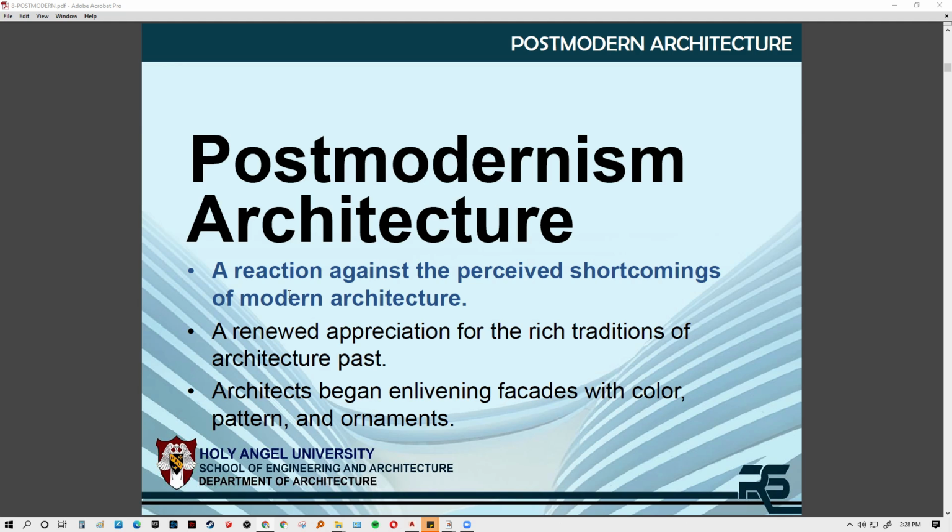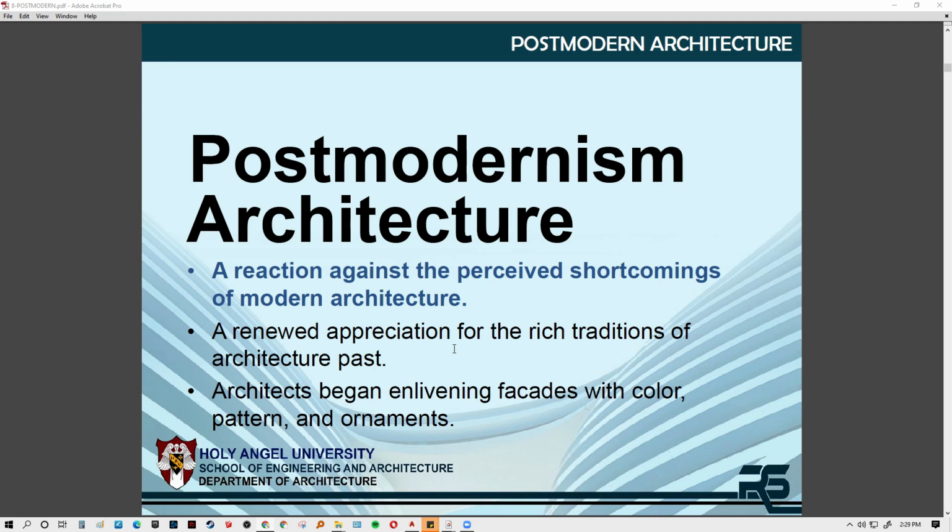It is a period where we are fulfilling those meanings and being more expressive in many ways. This is also due to all the available systems or technologies that we have. So this is the reaction against the perceived shortcomings of modern architecture.